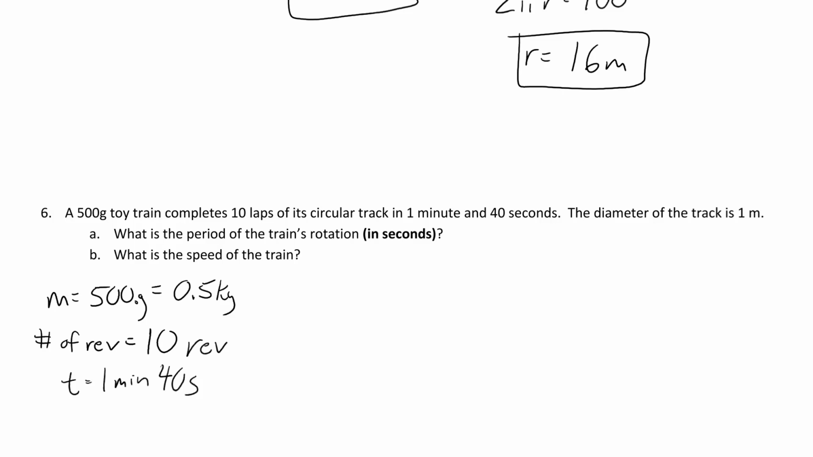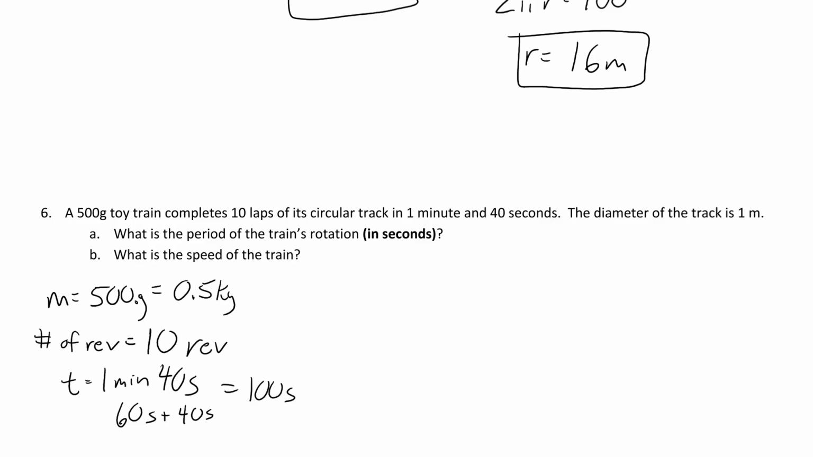Go ahead, plug that into an equation. I'd like to see you try. What are you going to do, 1.40? No, come on. You got to convert this into seconds. You know 1 minute is 60 seconds plus 40 seconds. So this is equal to 100 seconds for 10 revolutions. This is not the period. We're going to have to calculate it first.